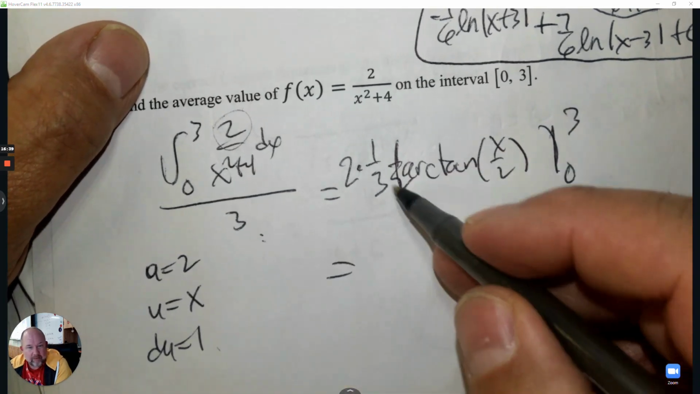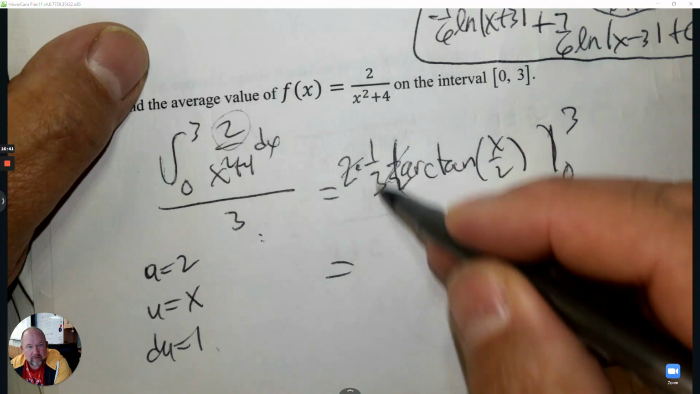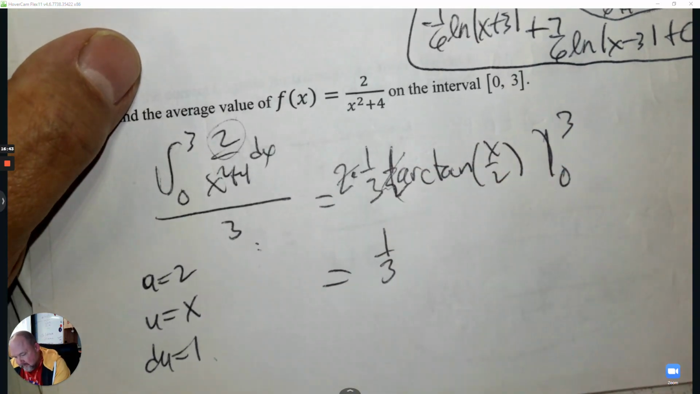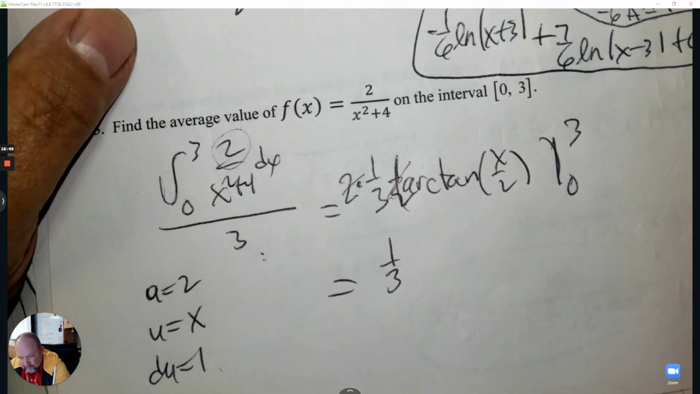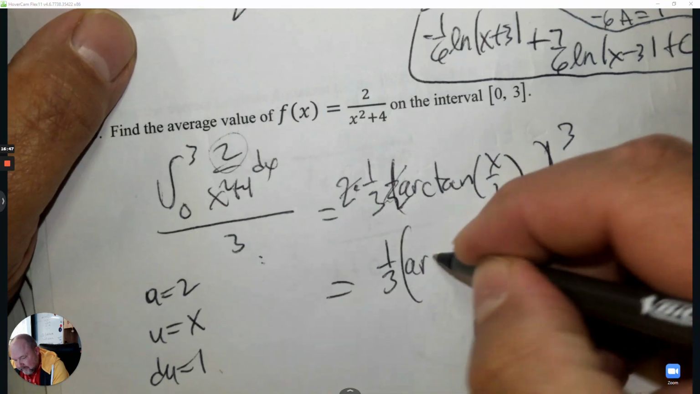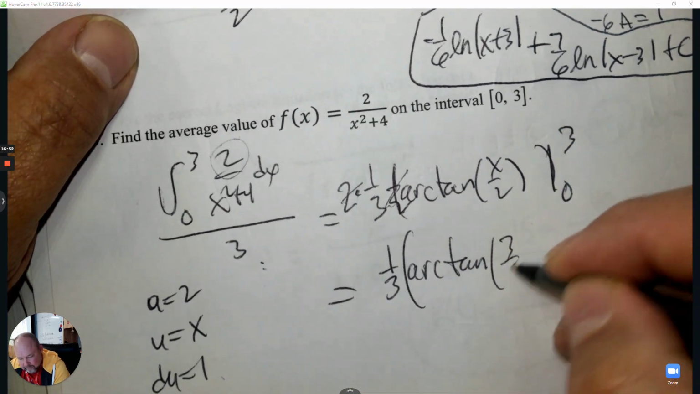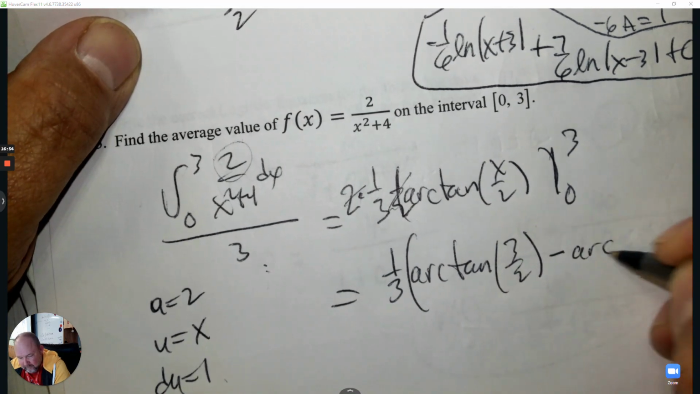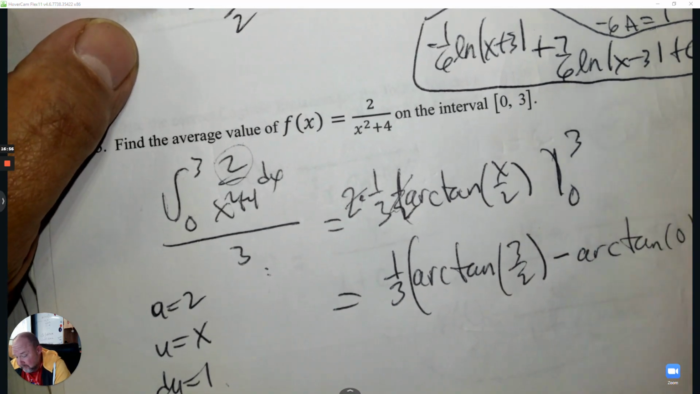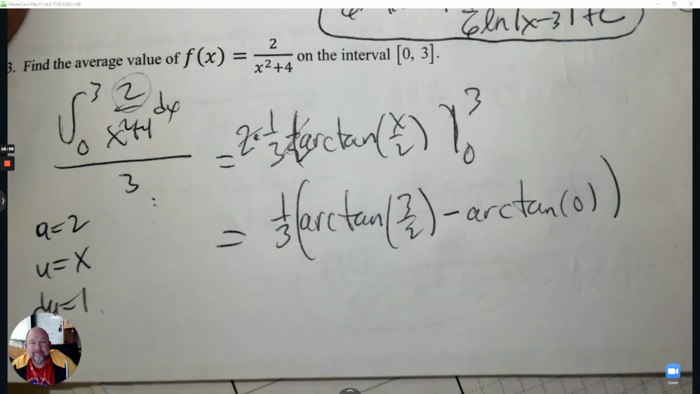So if I put all this together, the 2 and the 1/2 cross out, and it just leaves me with 1/3. And then it's arctan 3 over 2 minus arctan 0, which is 0. And it's done.